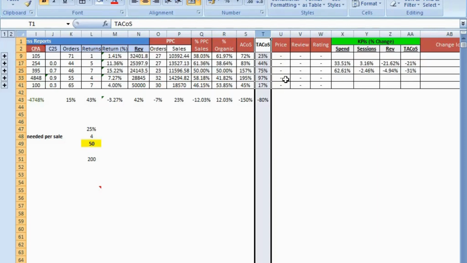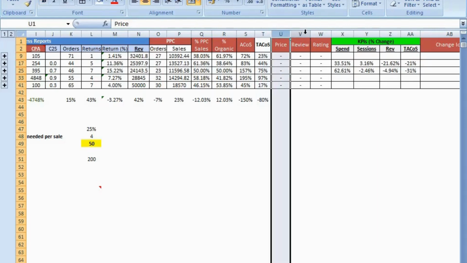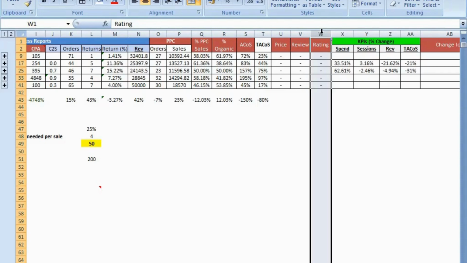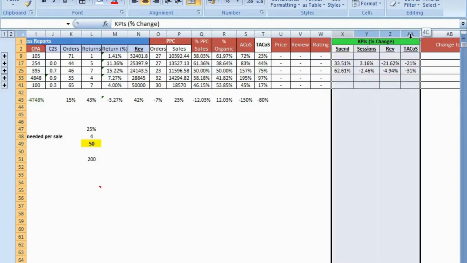In addition to this, we also monitor our price. I mean, at what price are we selling? Is there any correction to our price? How many reviews do we have? What ratings do we have? And more importantly, we keep a close track of the key business metrics, like is our spend going up or coming down on a weekly basis? What impact does it have on our sessions? Are our sessions going up or coming down, right? And then what is our TACoS? Is our TACoS going up or coming down? So these are a few metrics that we also monitor.